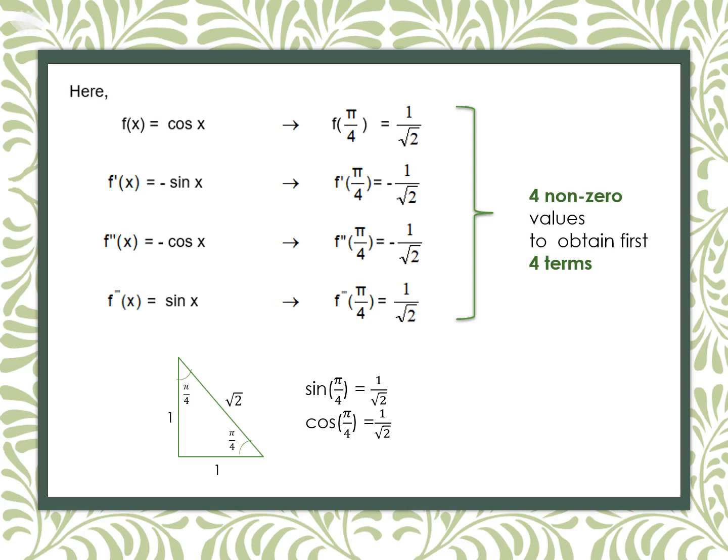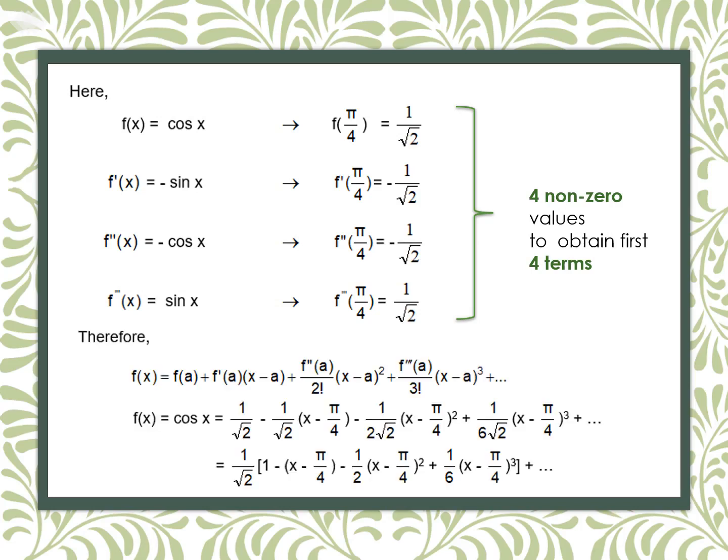As sine is referred to opposite over hypotenuse and cos is adjacent over hypotenuse, from this diagram, sine pi over 4 is equal to 1 over square root 2 and cos pi over 4 is equal to 1 over square root 2 as well. After obtaining the 4 non-zero values, substitute the answer into the first formula of Taylor's accordingly and simplify.